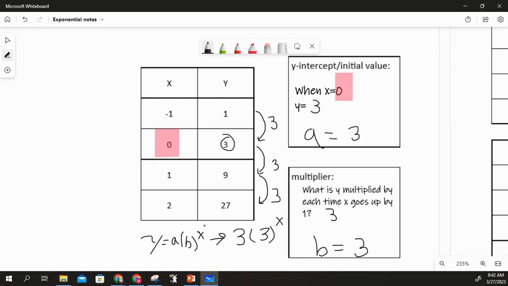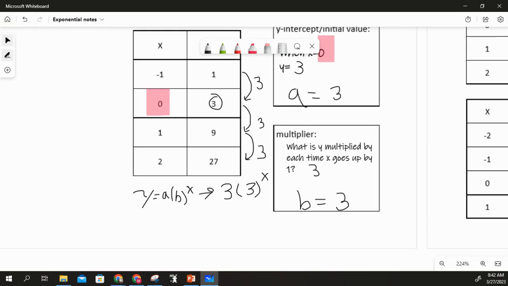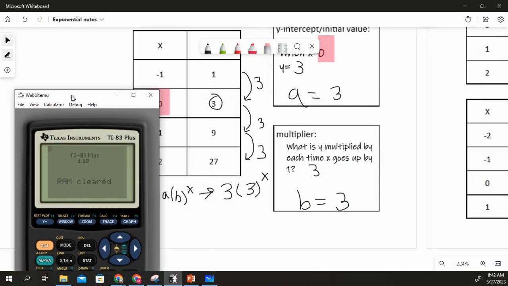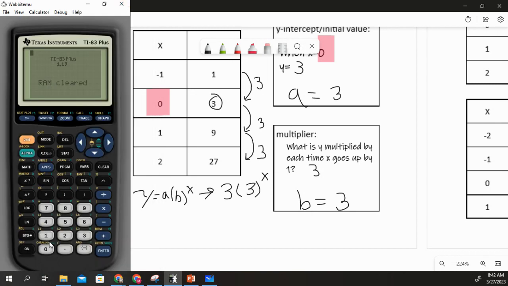And this would be our equation. Now, before you even go further, you also want to make sure that you check your equation. So let's give it a quick check, people. Here's our handy dandy calculator. If this works, then we should be able to get the same things for each of these.